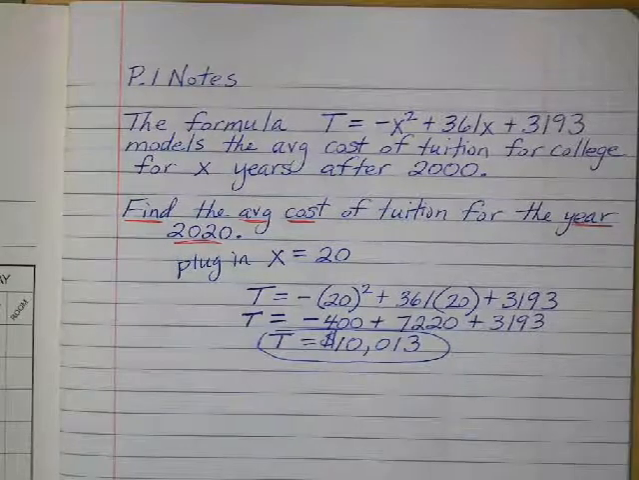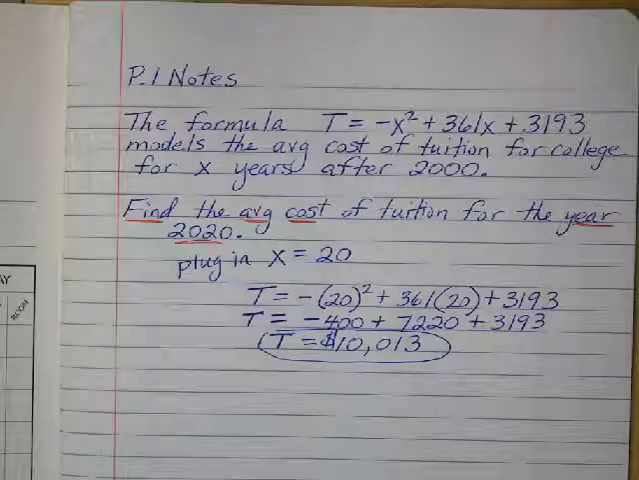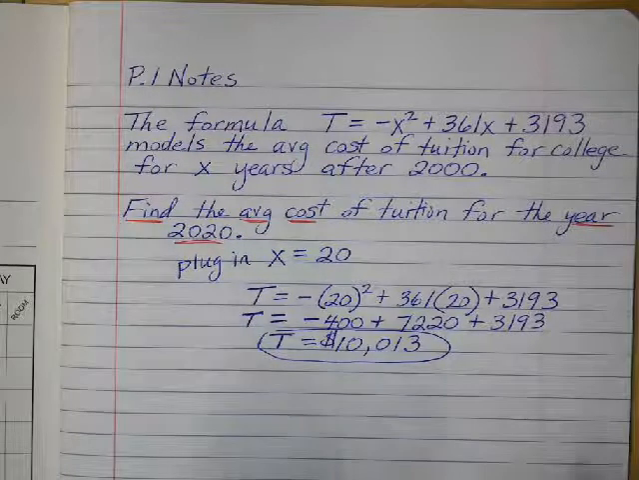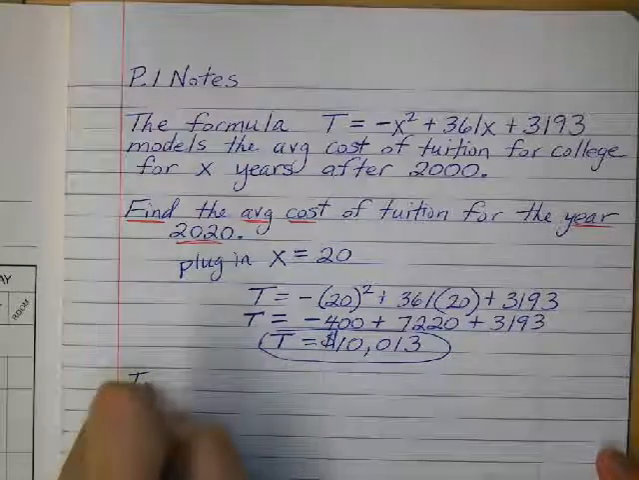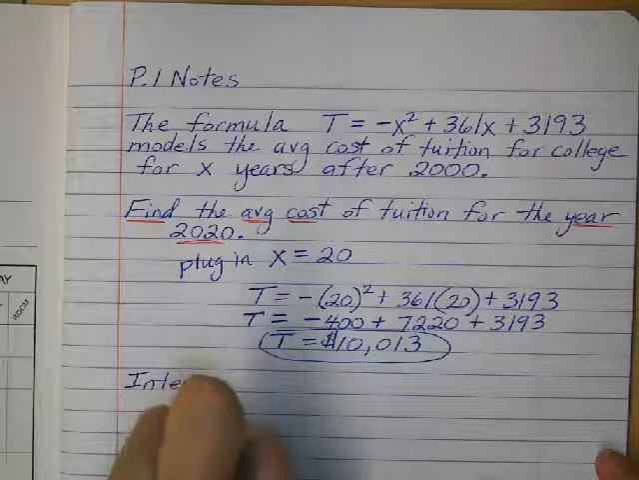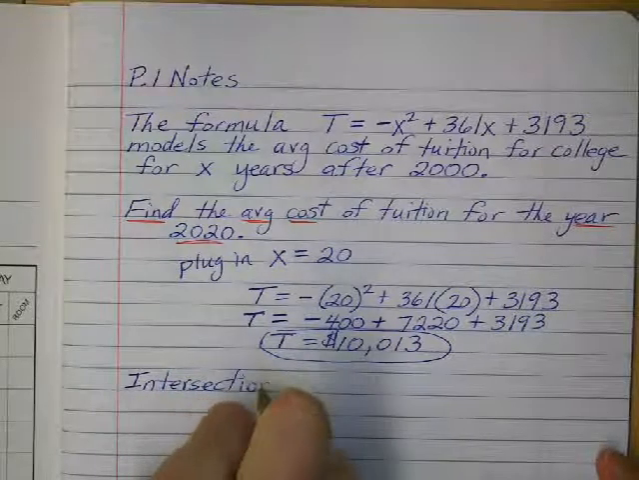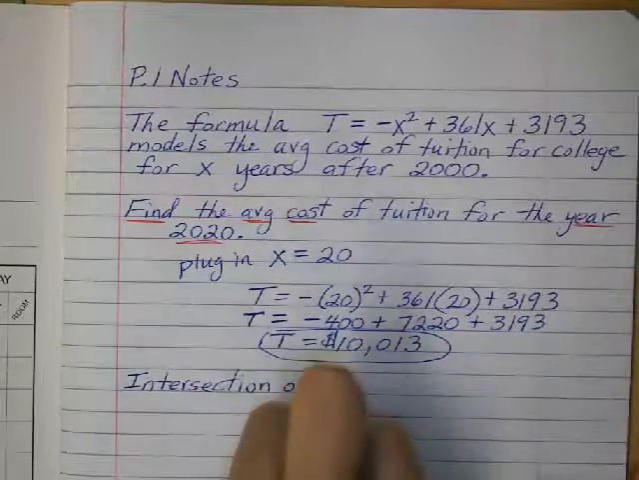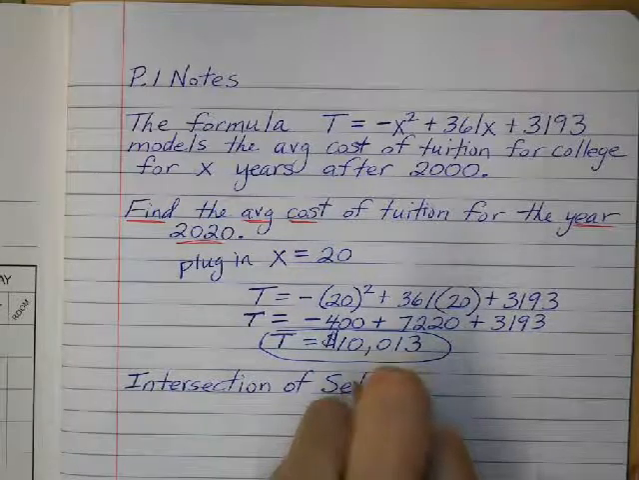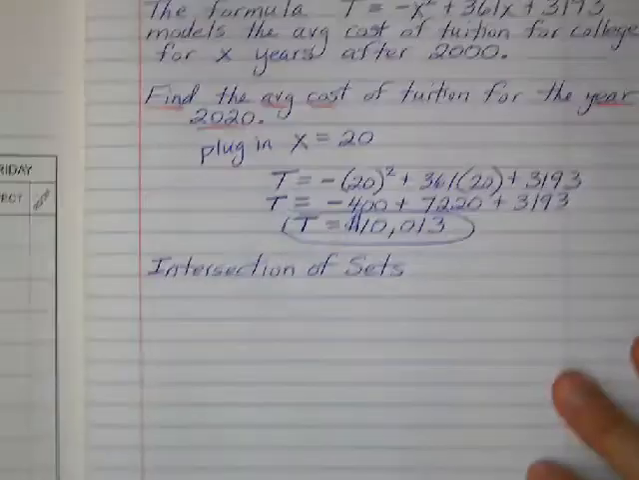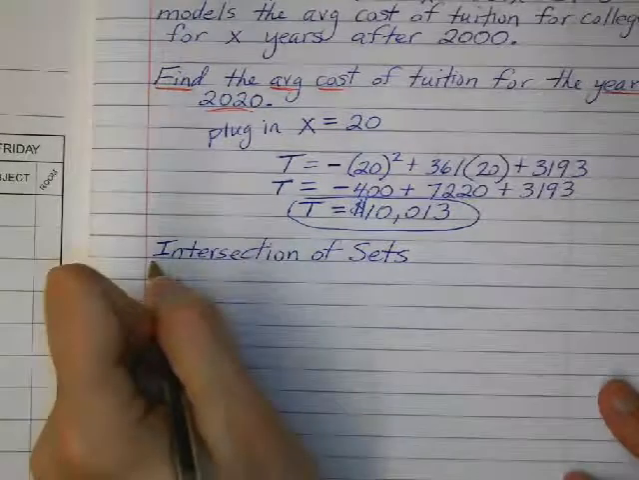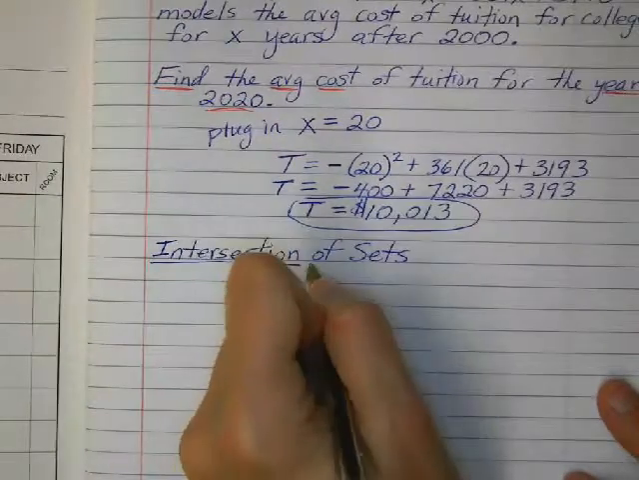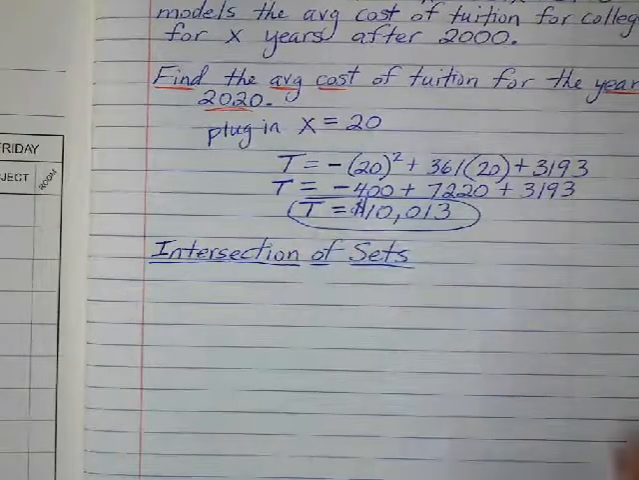So I think that kind of stuff will be familiar to you. Plugging in numbers into formulas, that's pretty simple. The next thing in this chapter P is intersection of sets. This might not be as familiar to you. It's really not too difficult though. It's not a hard concept, but it's just different. I don't think it was covered in algebra 2. Intersection of sets.